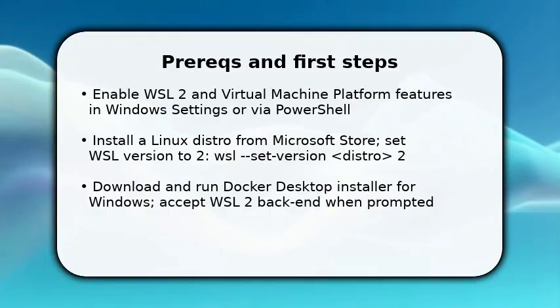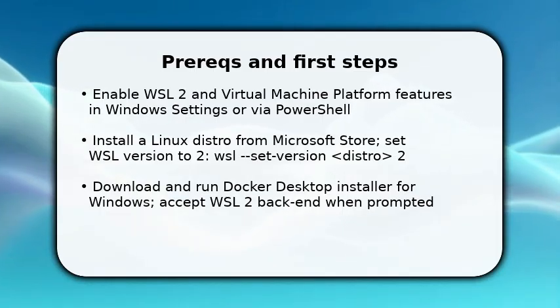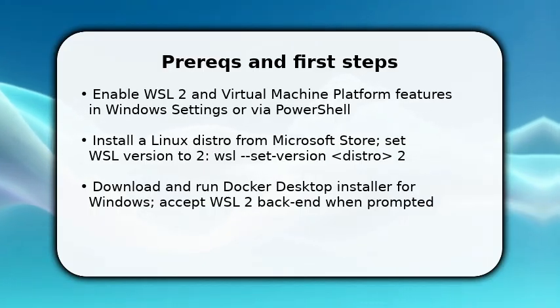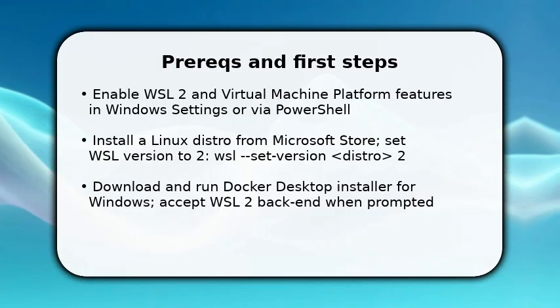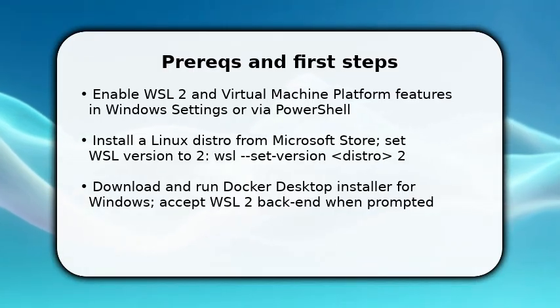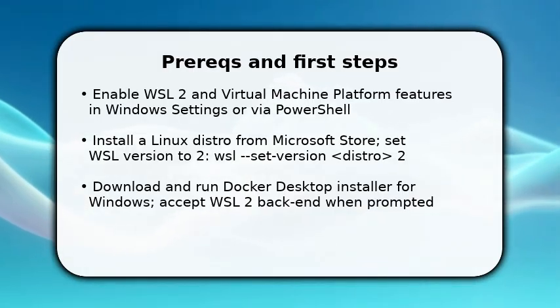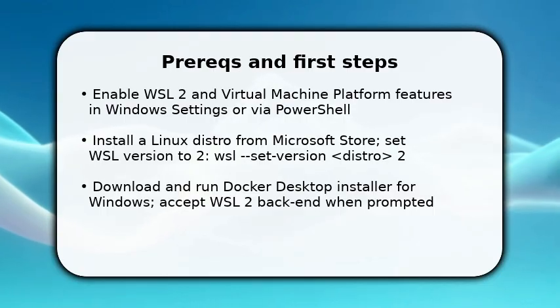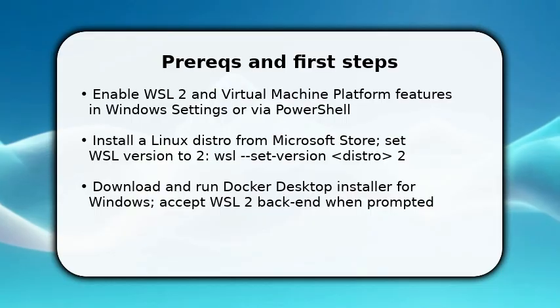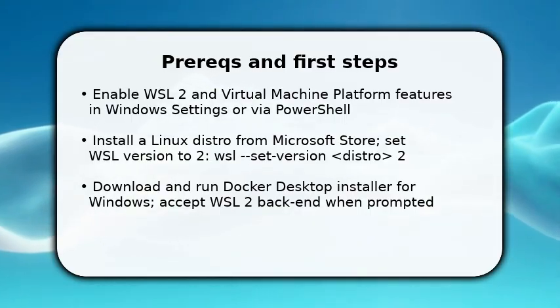You start by ensuring WSL2 and the virtual machine platform are enabled. This is required for Docker Desktop to run efficiently. Once done, install a supported Linux distro from the Microsoft Store and set it to WSL2 with wsl --set-version. Then run the official Docker Desktop installer and choose the WSL2 backend during setup. This avoids legacy Hyper-V complexity.